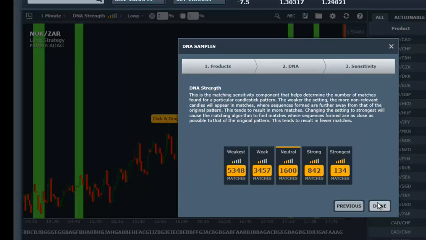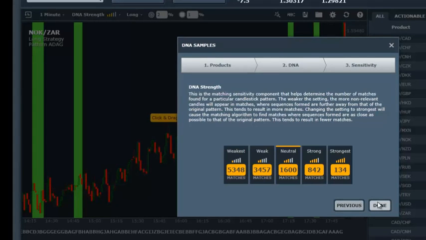Now we can select the sensitivity of the pattern. The strongest setting requires the Market DNA algorithm to find matches with sequences as close as possible to that of the original pattern. The weakest setting allows for the inclusion of more non-relevant candles, so the weaker the setting, the more matches we can expect. A number of matches is shown in the yellow boxes, and now you simply select how strong or weak you want the matches to be.